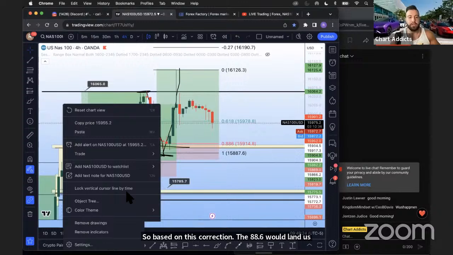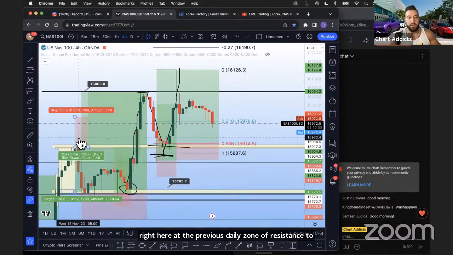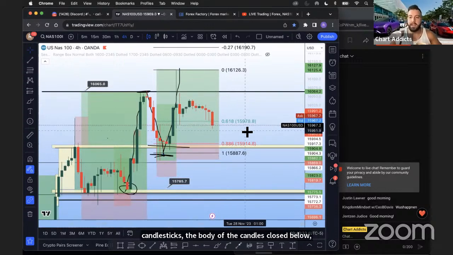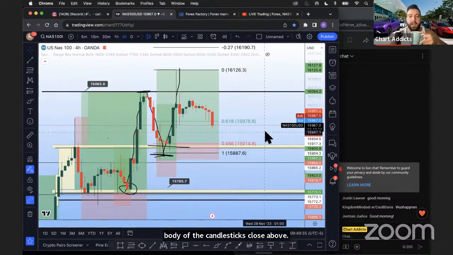I know that there's wicks that go through the zone, but just look at the body of the candlesticks. The body of the candles close below, body of the candlesticks close above. And so that's going to be the next area of interest for me, 15,914.